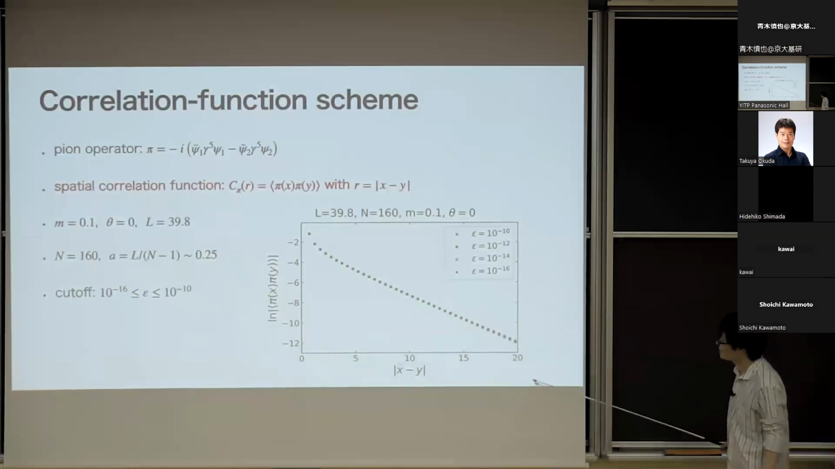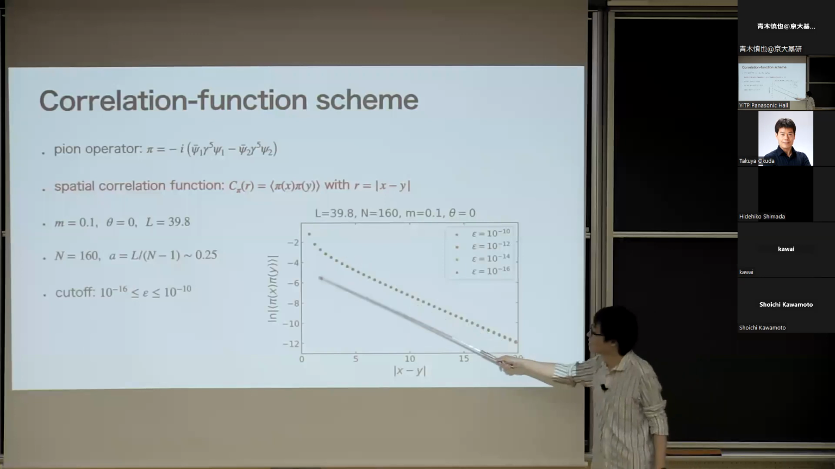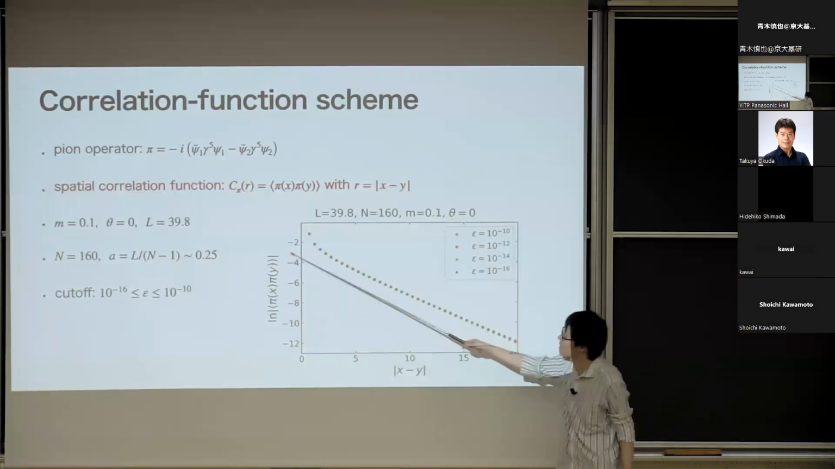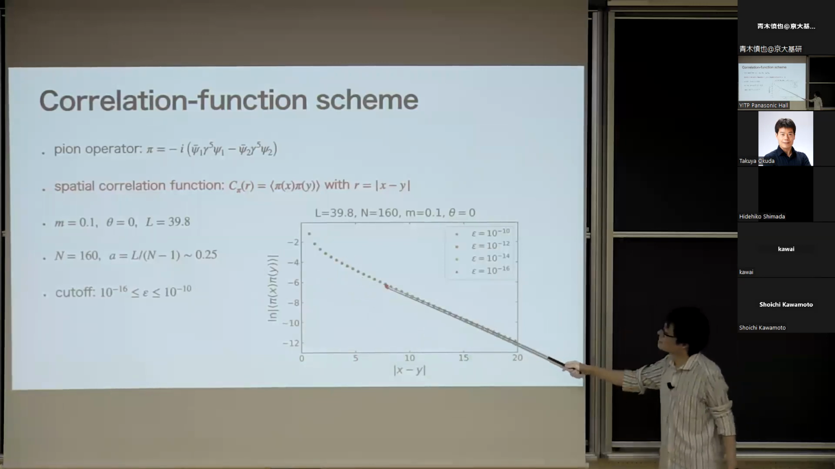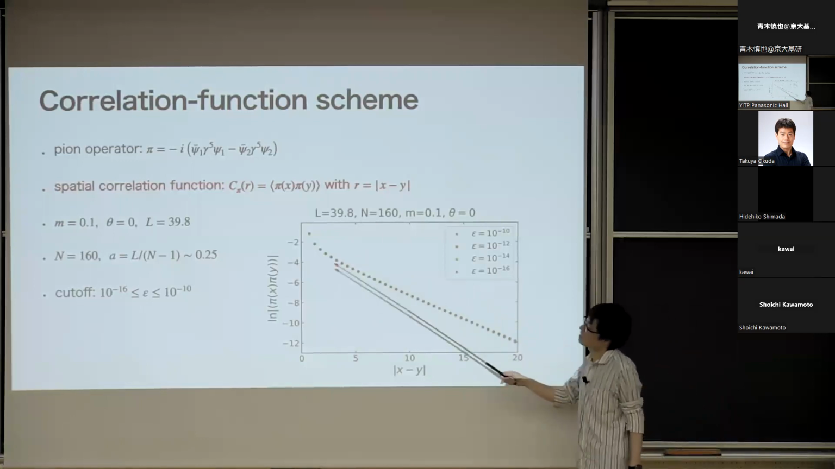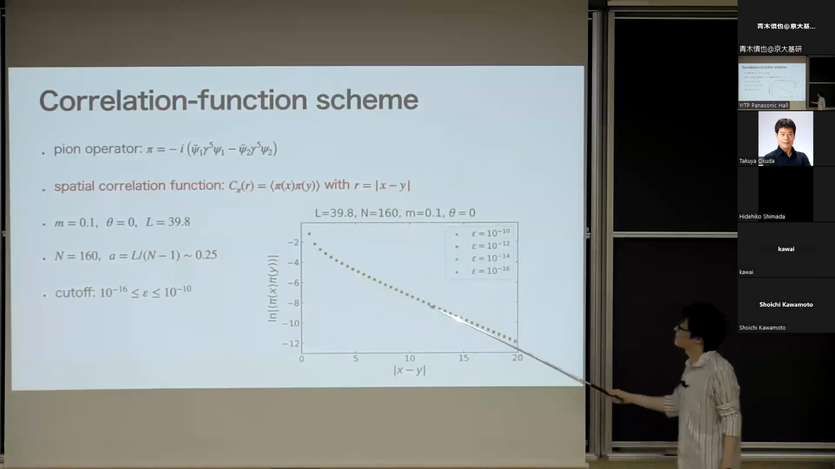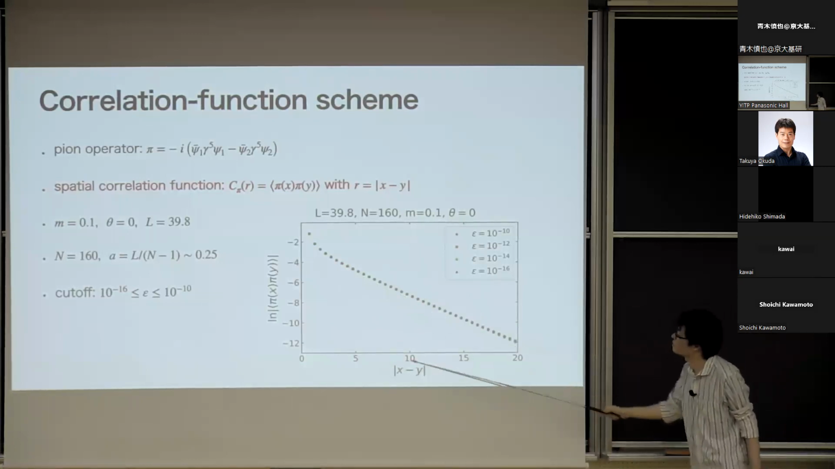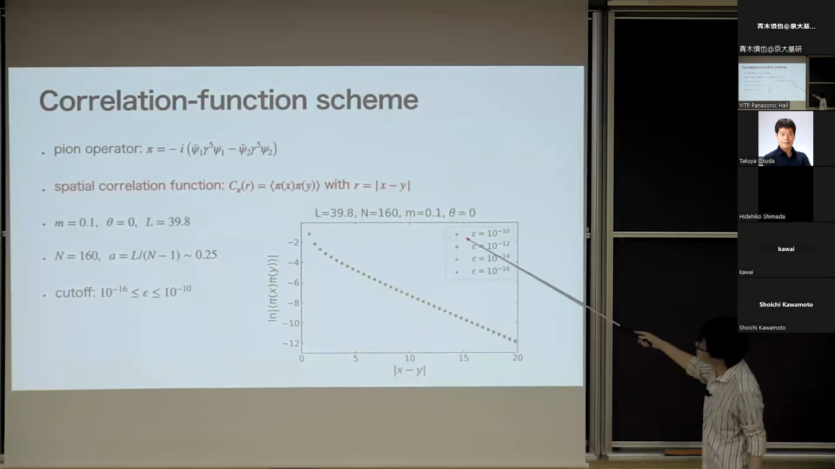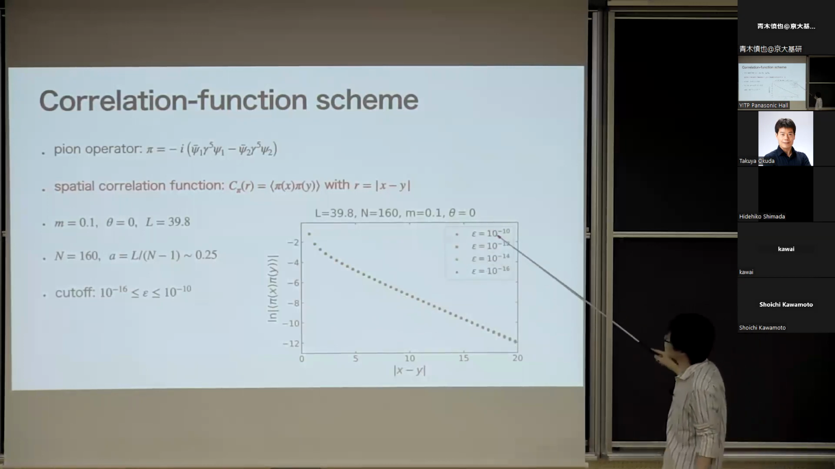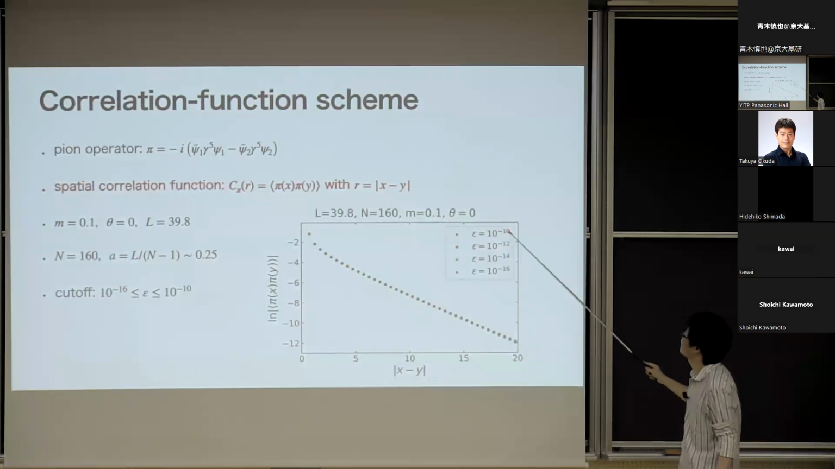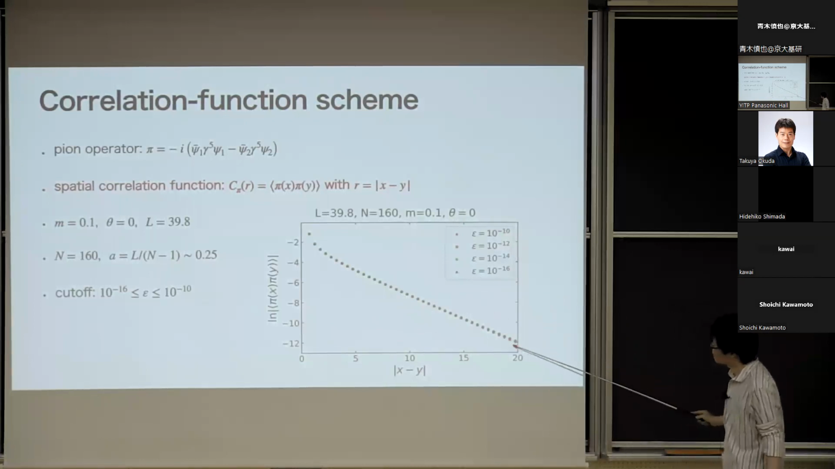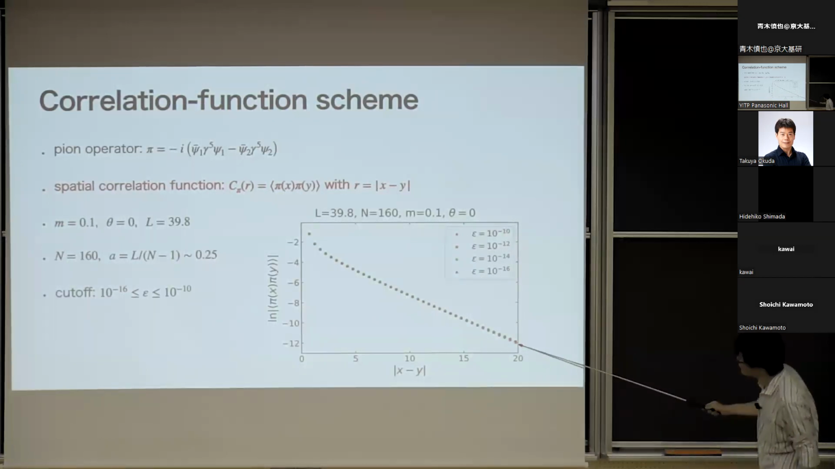Okay. So this is the result of the correlation function. This is the log of the correlation function. Typically, the correlation function behaves exponentially, so it's almost linear against the distance. And these different symbols represent different cutoff parameters. The blue one is the roughest approximation, and the red one is the most precise. But in this plot, maybe we cannot distinguish the difference.